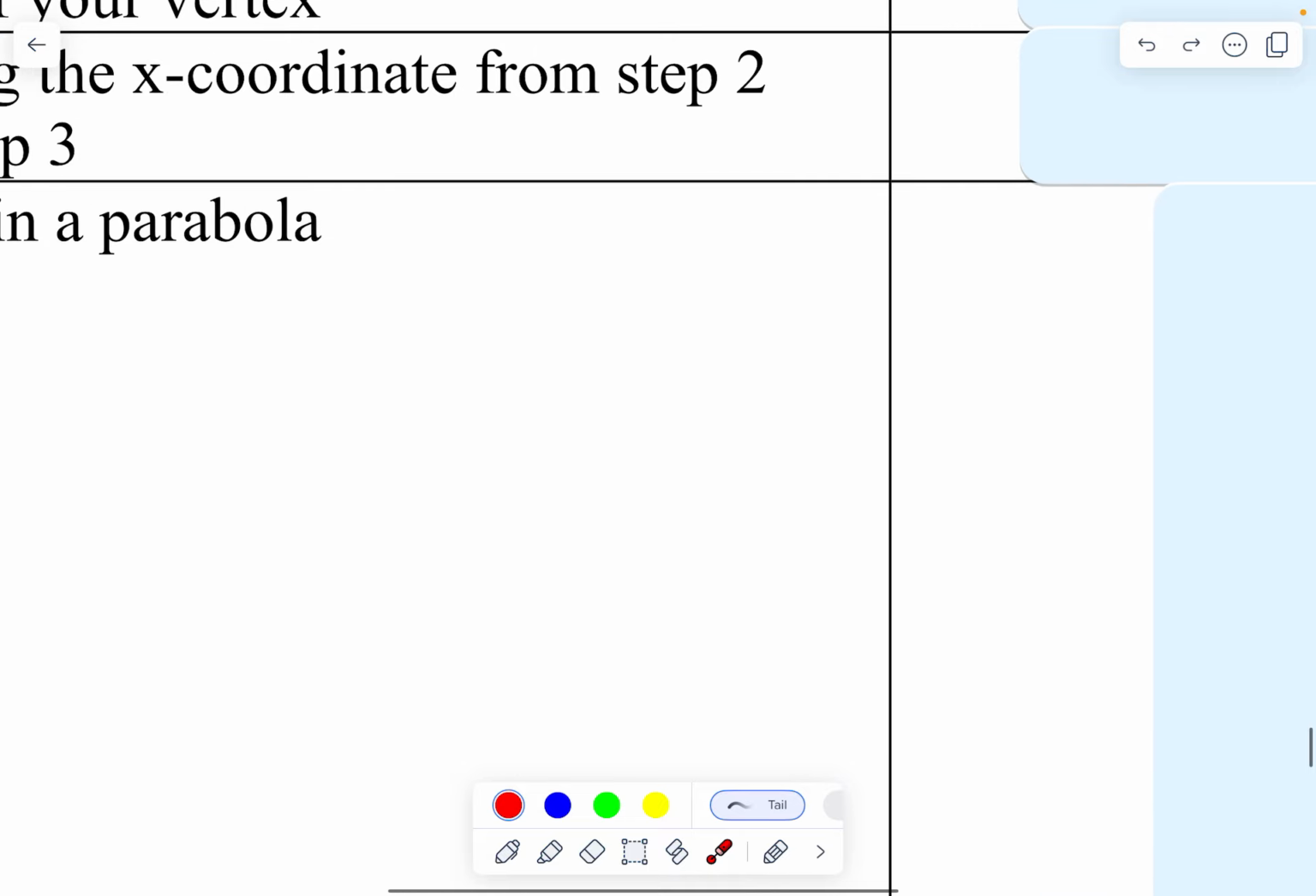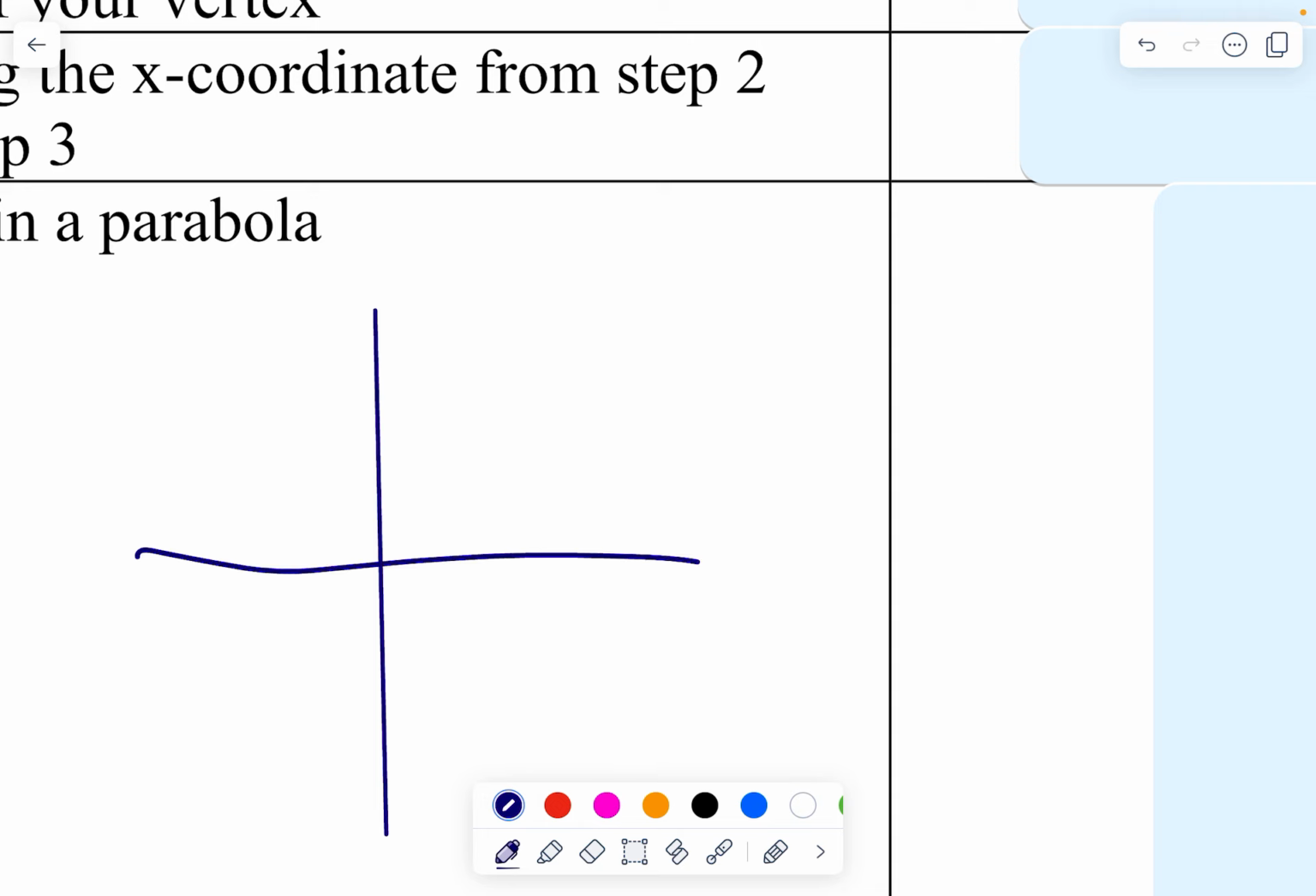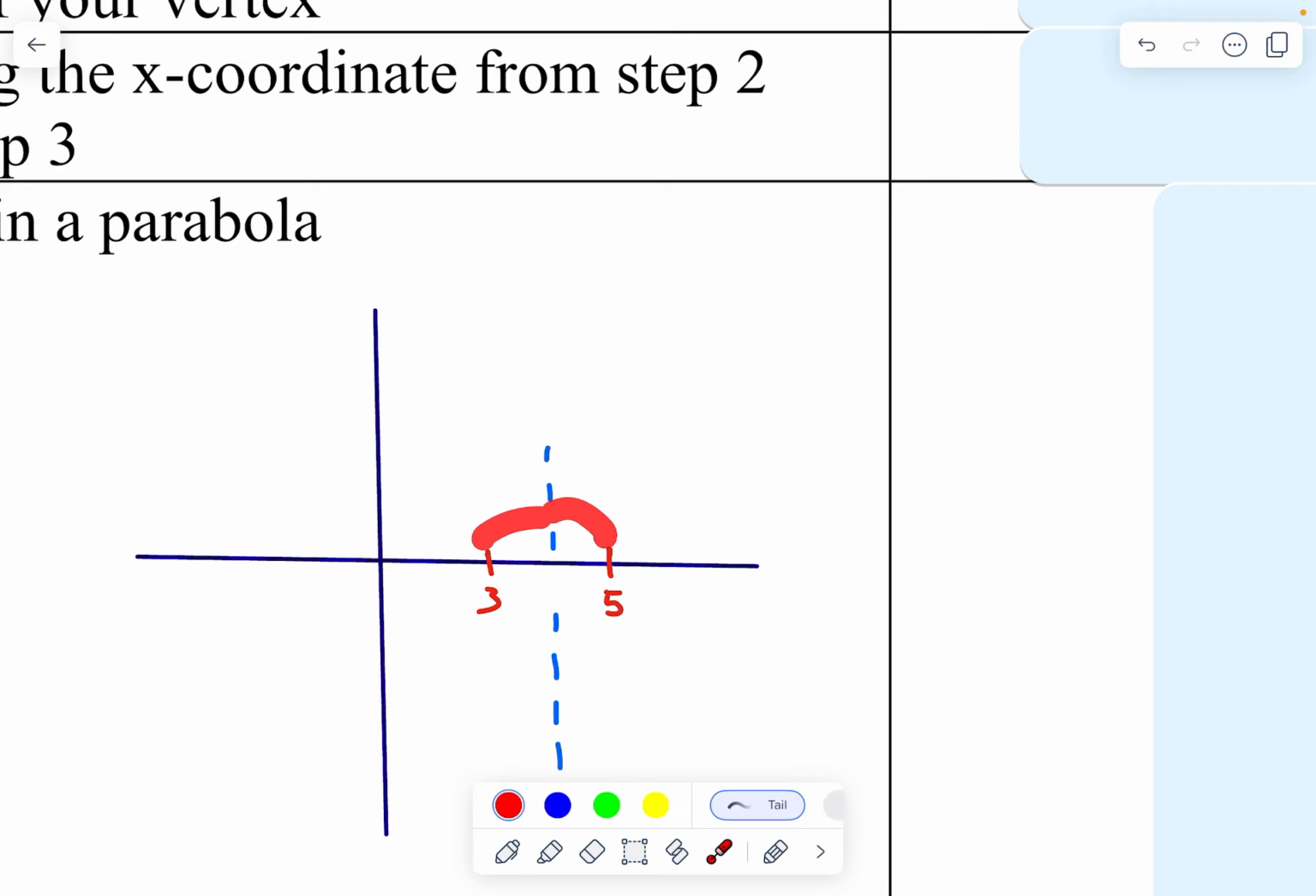Now what we're going to do is use kind of a sneaky idea here. And here's the idea. Here's why it works. If I know I have an x-intercept at 3 and I have an x-intercept at 5, they have to have the same y value, which means that those 2 points are going to be the same distance from the axis of symmetry.